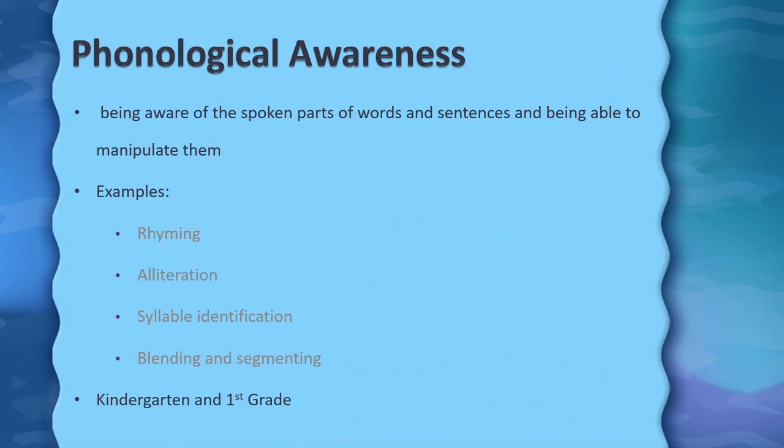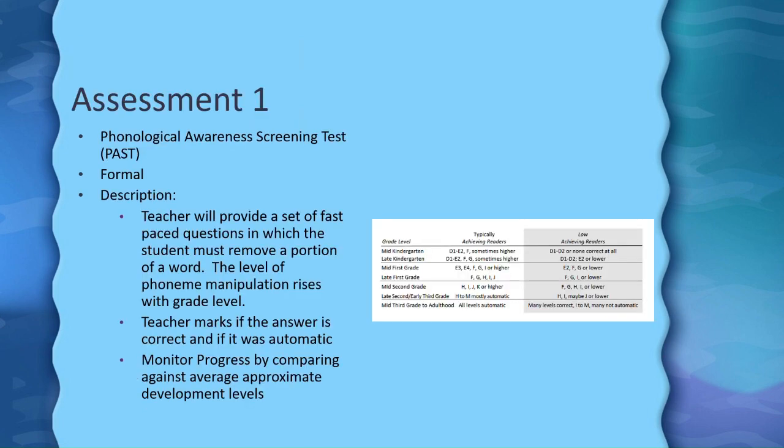So next we have phonological awareness, which is being aware of the spoken parts of words and sentences and being able to manipulate them. So for example, we have rhyming, alliteration, syllable identification, blending, and segmenting. And this will mostly be taught during kindergarten and first grade. This is a foundational skill that leads into all the rest.